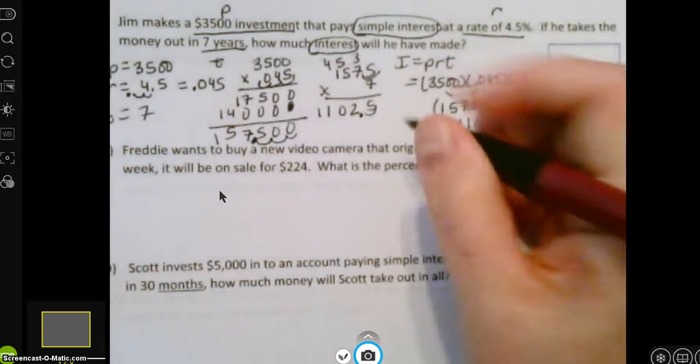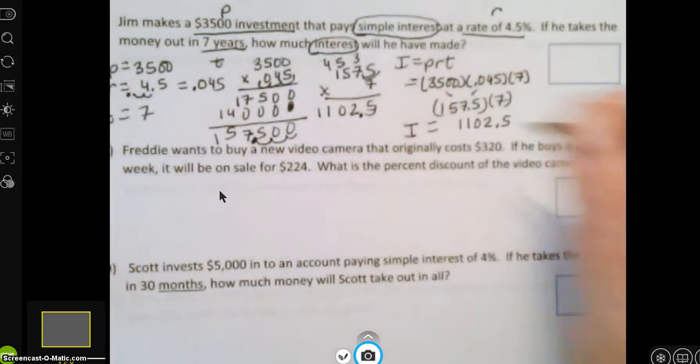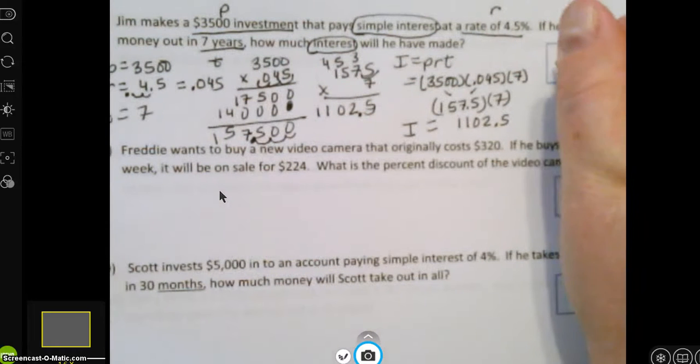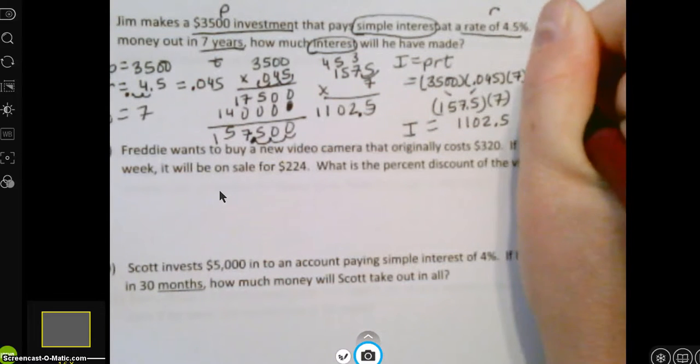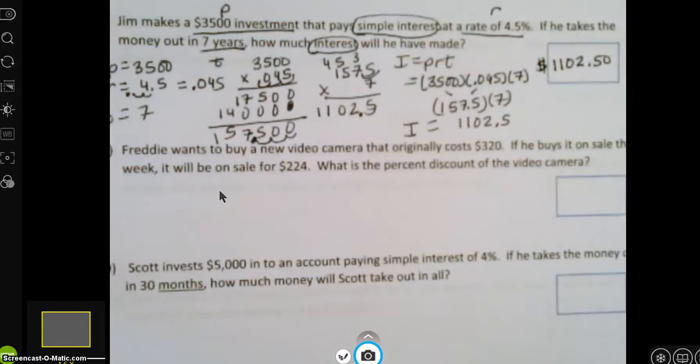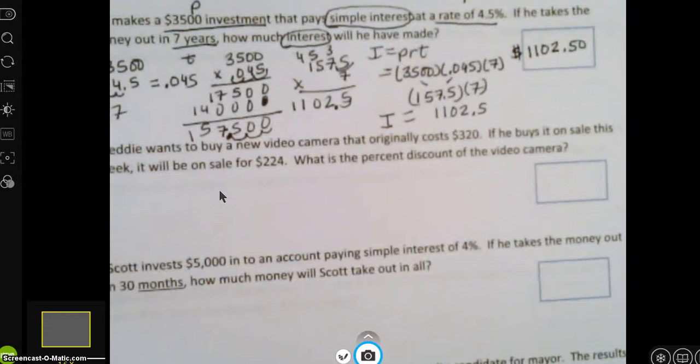This number represents I. What does I represent? Simple interest. So because this is money, I am going to go on and put the 0 back in it. Okay. $1,102.50.